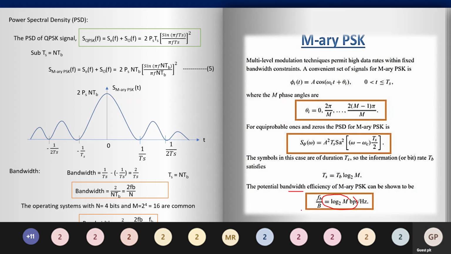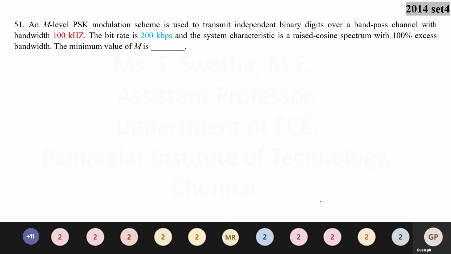There are two problems that they have asked using this formula. I will try to solve them now. In 2014, there are 4 sets. In set 4, there is a question related to M-level PSK, so I'll read out the question. An M-level PSK modulation scheme is used to transmit independent binary digits over a bandpass channel with bandwidth 100 kHz. So the bandwidth is 100 kHz and the bit rate is 200 kbps. The system characteristic is a raised cosine spectrum with 100% roll-off. So they are asking for the minimum value of M.